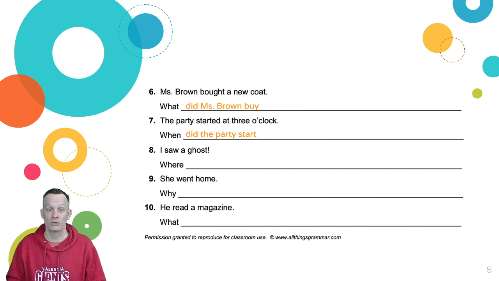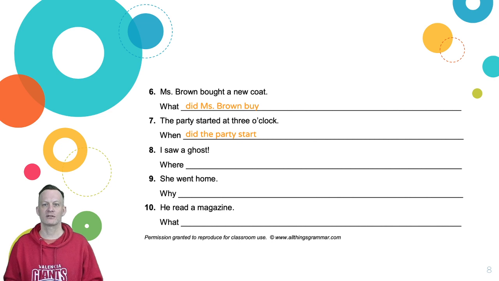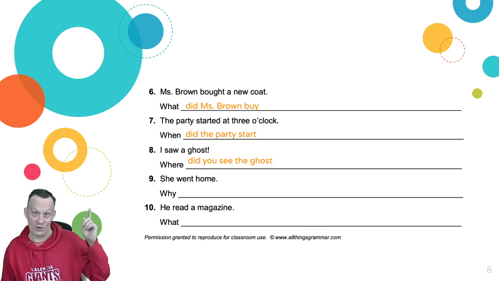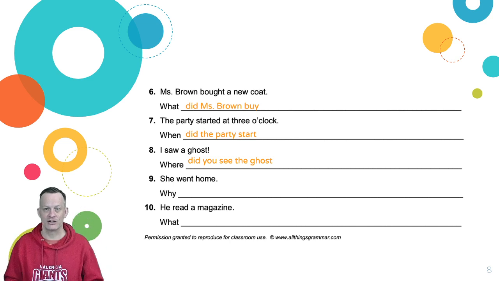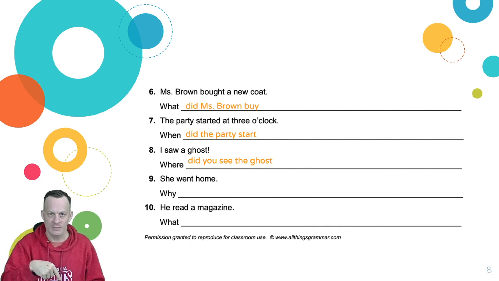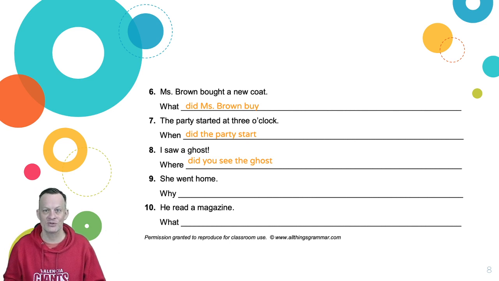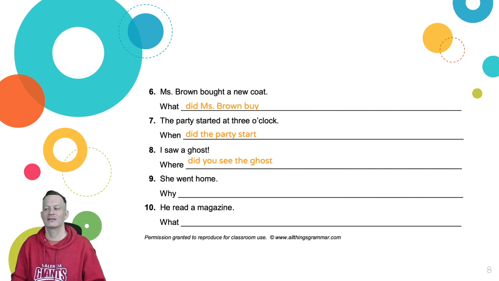I saw a ghost. Vi una fantasma. I saw a ghost. Where did you see the ghost? Did you see the ghost in the attic? Did you see the ghost in the basement? Did you see the ghost in the garden? Where did you see the ghost? Where did, in the past, you see the ghost?